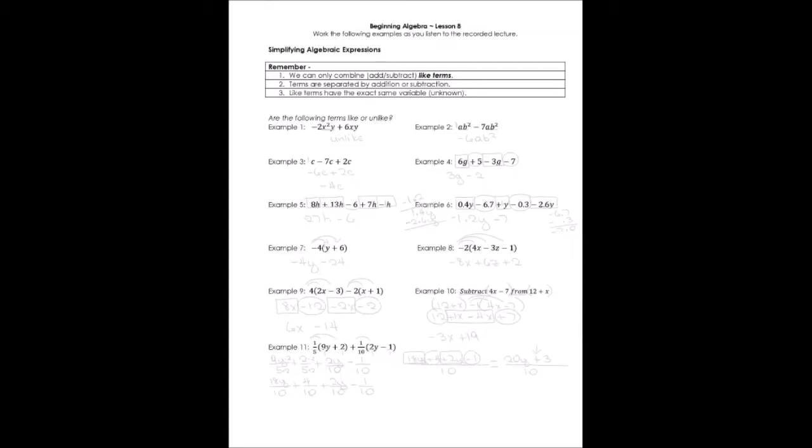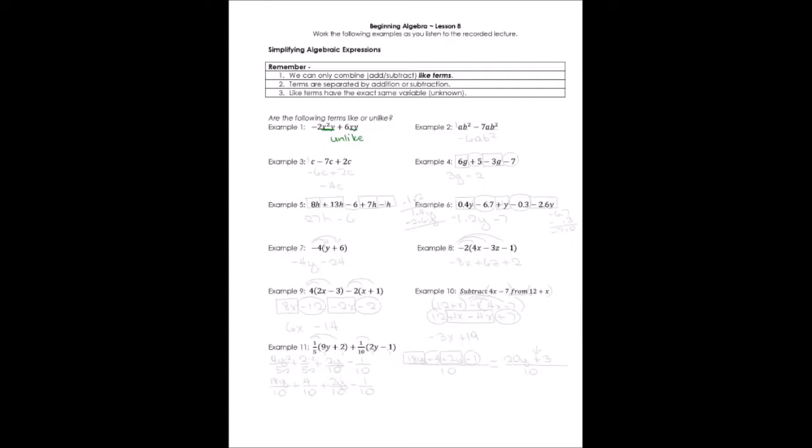In example 1, we have negative 2x squared y plus 6xy. These cannot be combined because the variable x squared y and the variable xy are not the same. So these are what we call unlike terms, and this would be as simple as this expression gets.